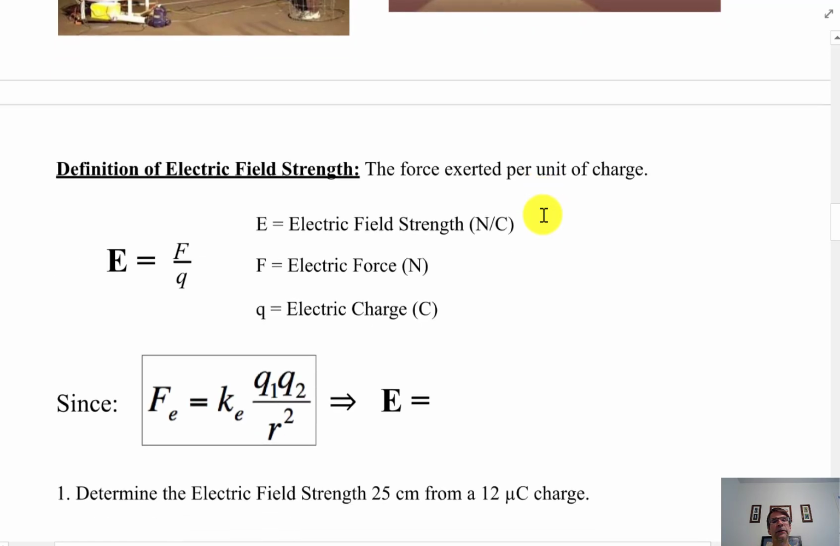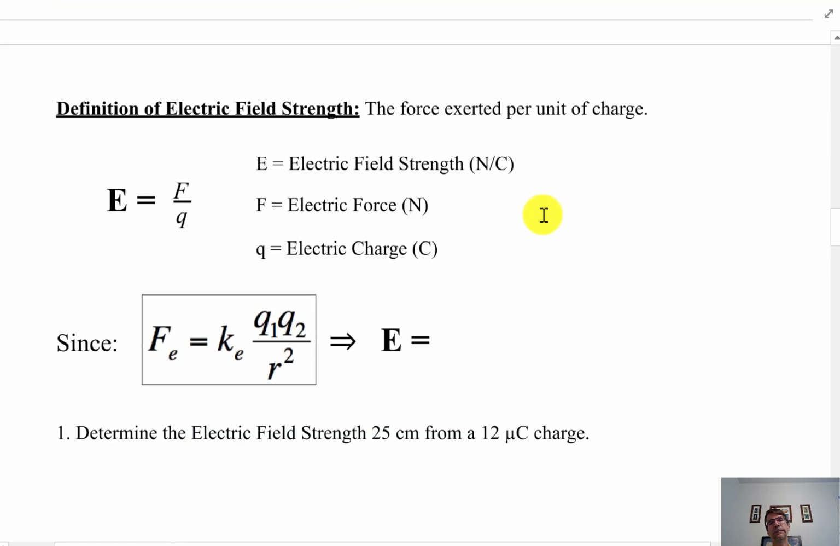Okay, definition of electric field strength. The force exerted per unit of charge. All right, so this is a new concept. It's going to be interesting here. It's going to look a lot like, well, Faraday's law down here in this box. This is Faraday's law. This is previous. That's unit 18A.